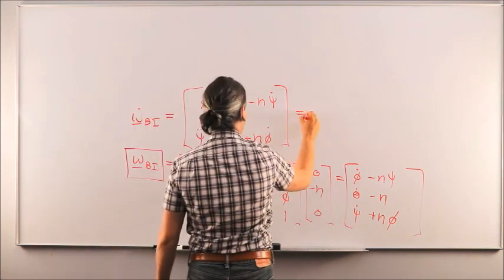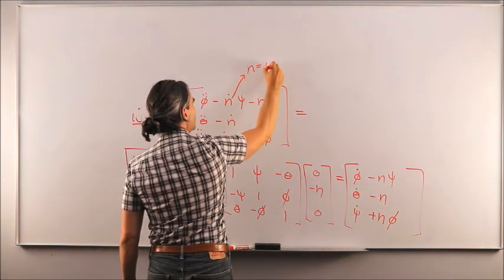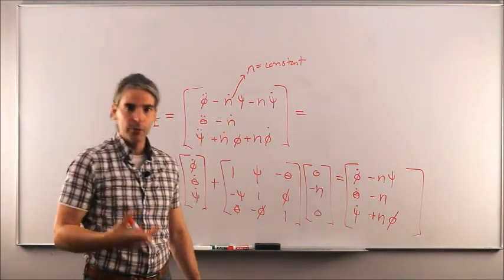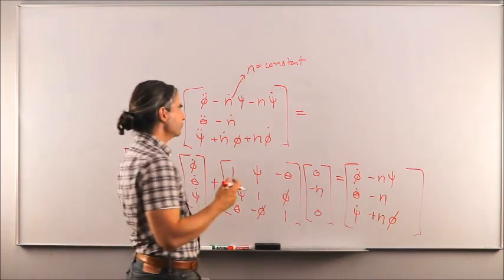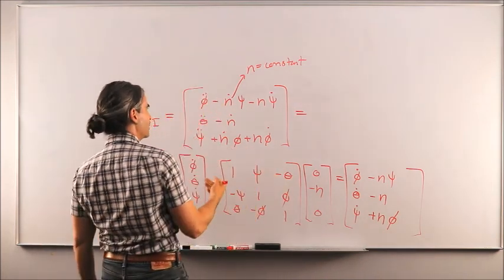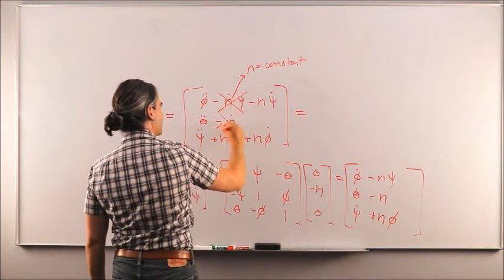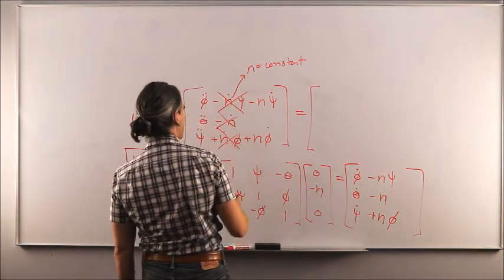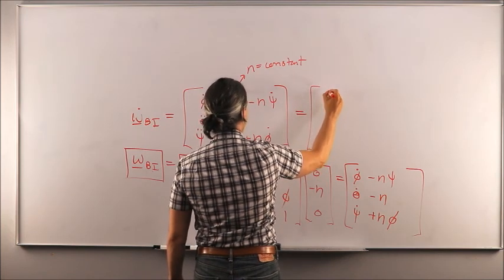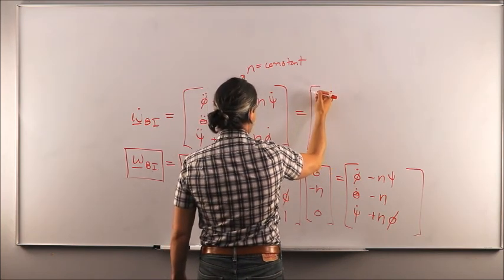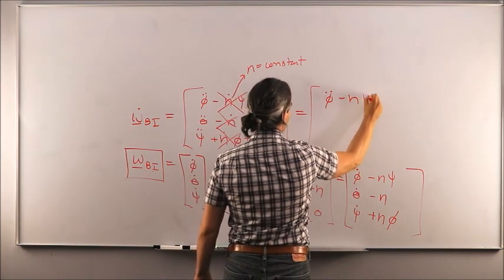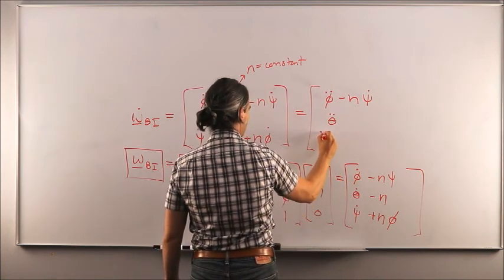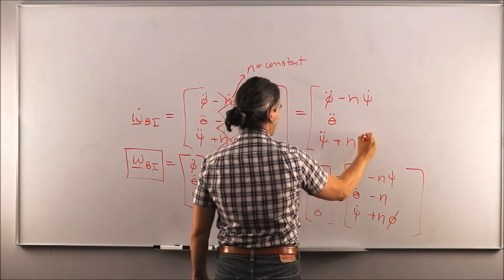Or alternatively, remembering that n, the mean orbital motion, is a constant, the square root of mu over a cubed along a circular orbit, where a is constant and equal to the radius. So the thing is constant here because mu is also a constant, obviously. So the time derivative of a constant means that those terms are all equal to zero. And for omega bi dot in terms of body fixed reference frame components, we're going to get Euler angle roll acceleration minus n yaw rate, pitch acceleration, yaw acceleration plus n roll rate.